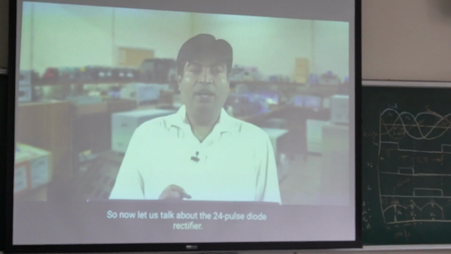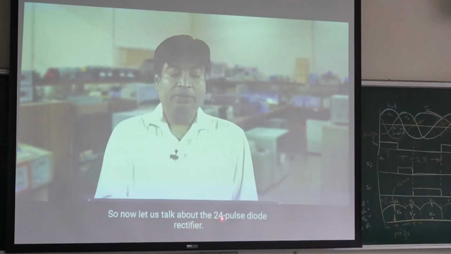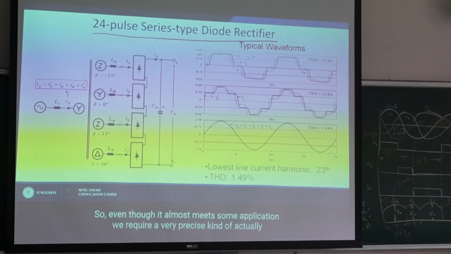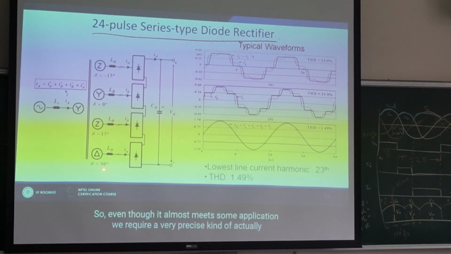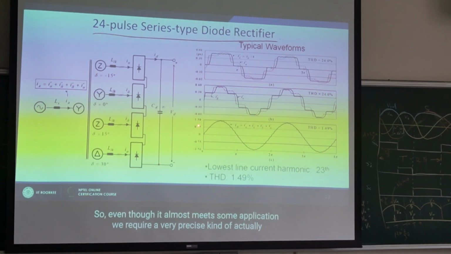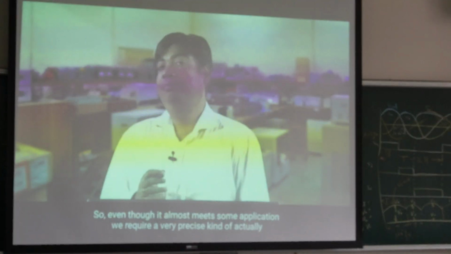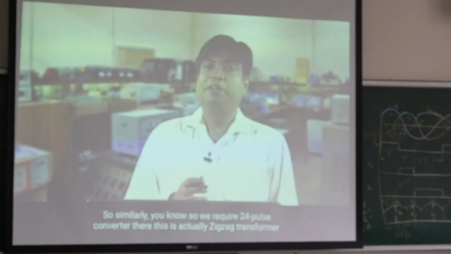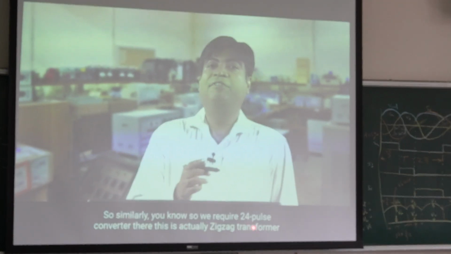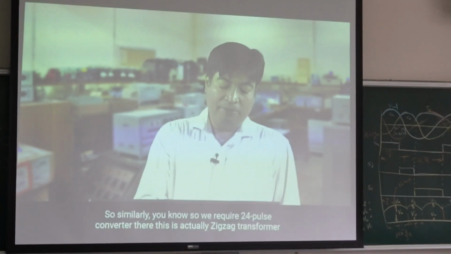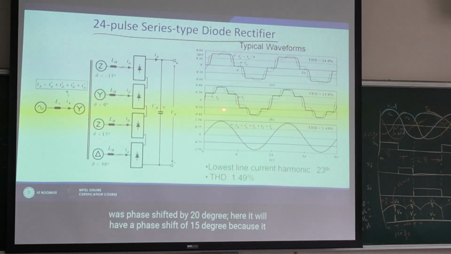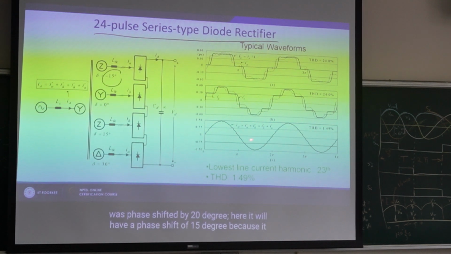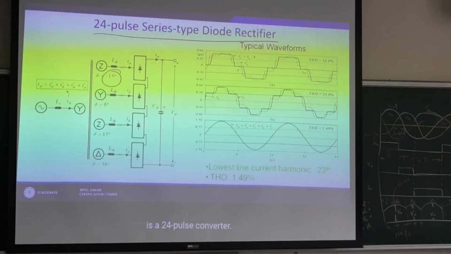Now let us talk about the 24-pulse diagram. The phase shifter makes a 15 degree shift, but some applications feel the total becomes very precise kind of power factor and other issues. So similarly, we have to use a 24 percent zigzag transformer. This zigzag transformer shifted the input current like this, by 20 degrees. Here it is 1.5%, very close to sinusoid.